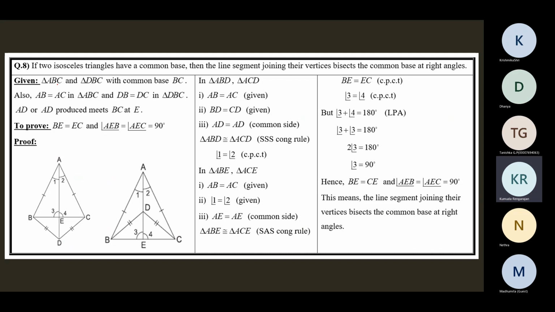So let me just read this given for you. Triangle ABC and triangle DBC with common base BC. Okay, we are given triangle ABC and DBC with common base BC. And then what else? AB is equal to AC in triangle ABC, and DB is equal to DC in triangle DBC. See, the same information holds good for this figure also. AB is equal to AC, DB is equal to DC.